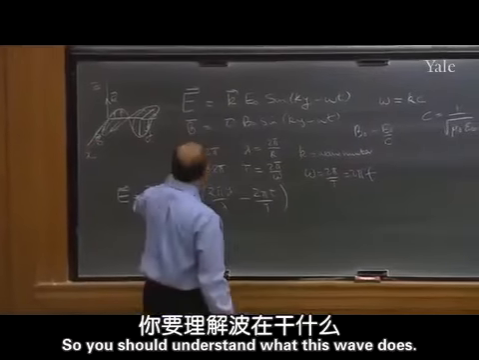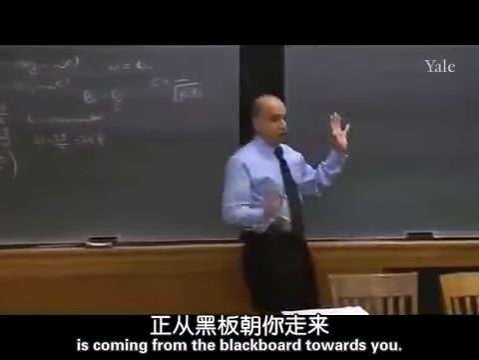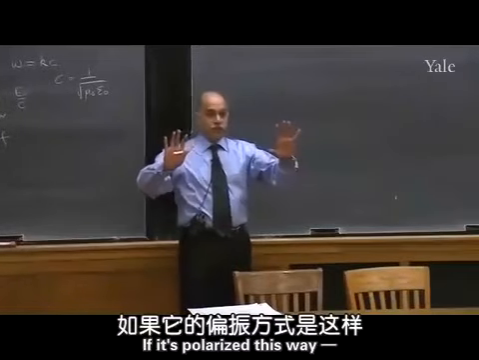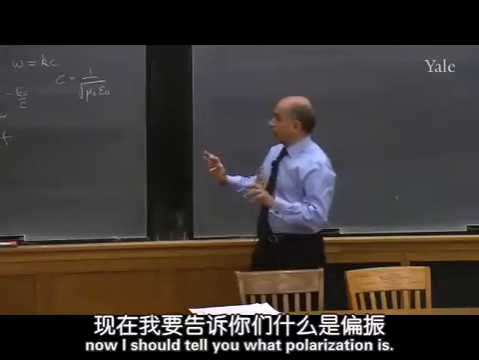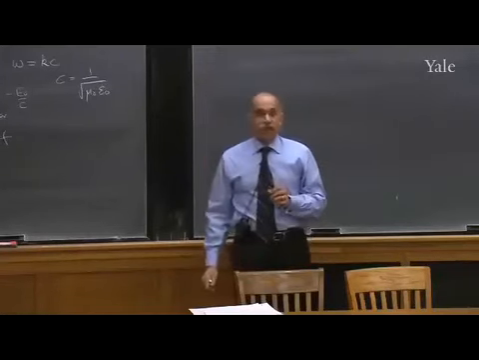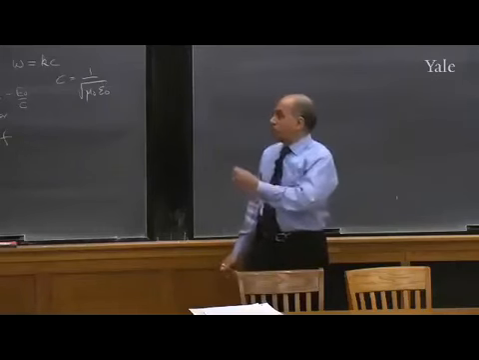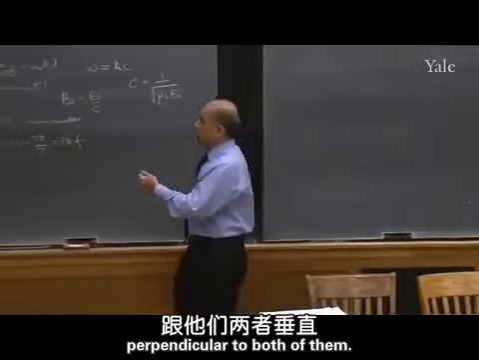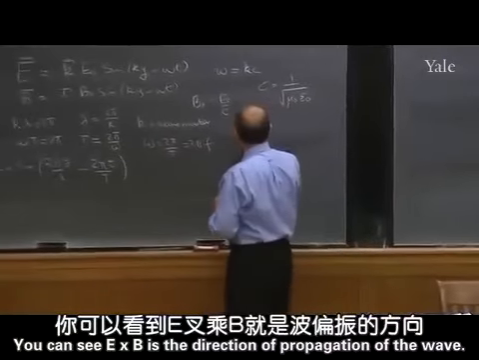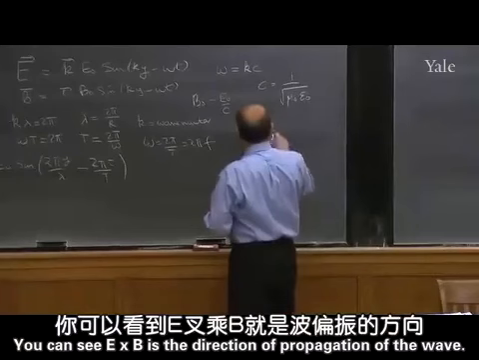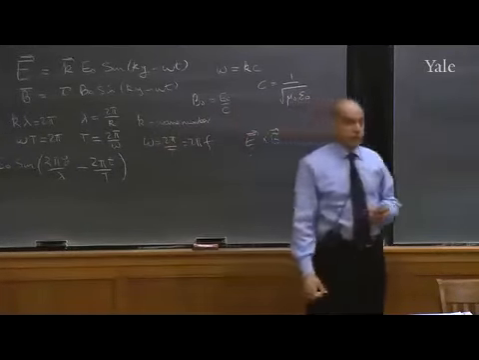So you should understand what this wave does. So imagine a plane wave is coming from the blackboard towards you. If it's polarized this way, no, I should tell you what polarization is. Polarization is the direction of E. B is understood to be perpendicular to it, and the direction of propagation is perpendicular to both of them. You can see E cross B is the direction of propagation of the wave. If you do the cross product from E to B, that's the way it advances.